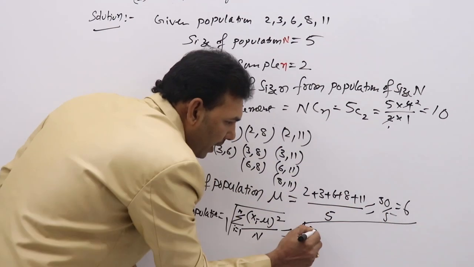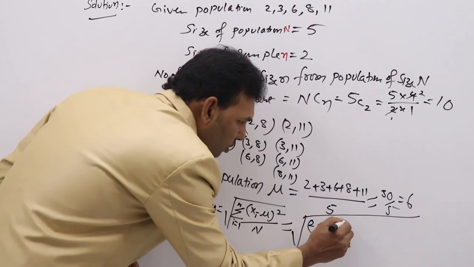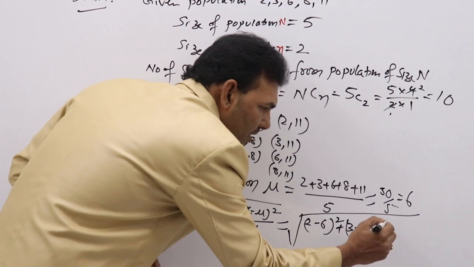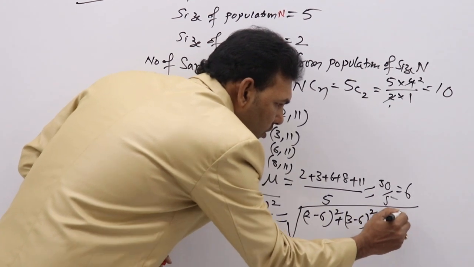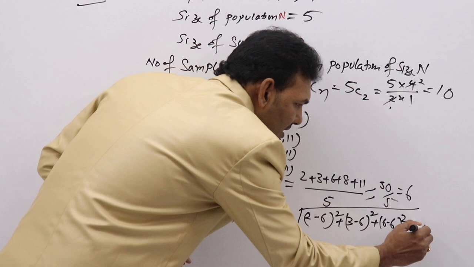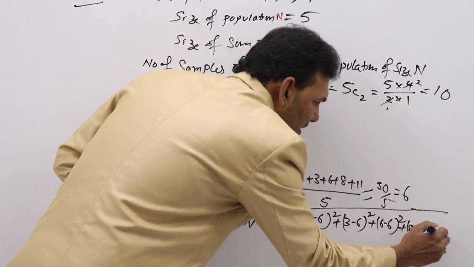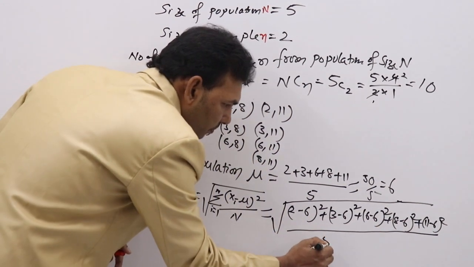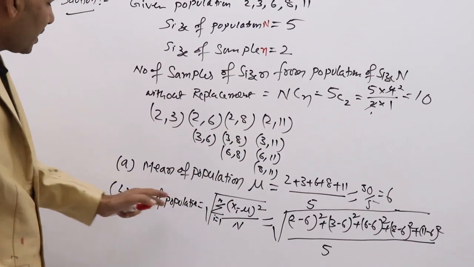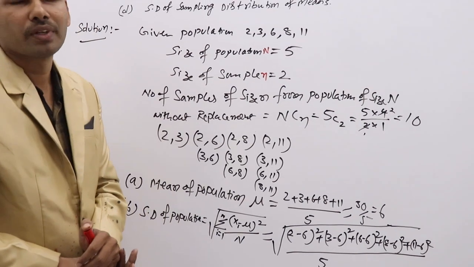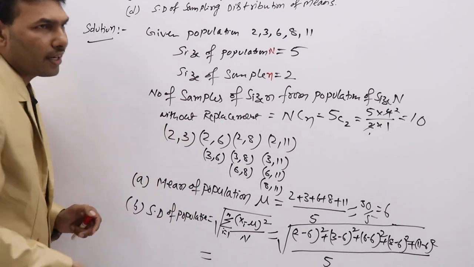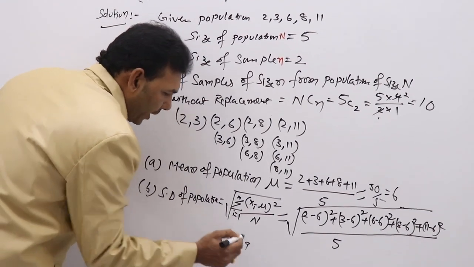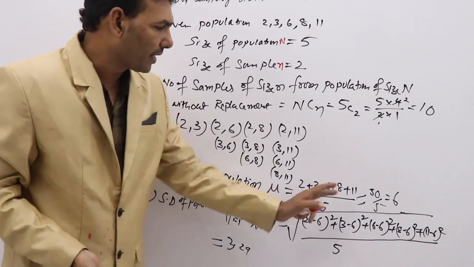2 minus 6 whole square plus 3 minus 6 whole square plus 6 minus 6 whole square plus 8 minus 6 whole square plus 11 minus 6 whole square, by total. So this is SD of population. If you calculate this using your calculator, you will get 3.29. Use a calculator for calculating all these.